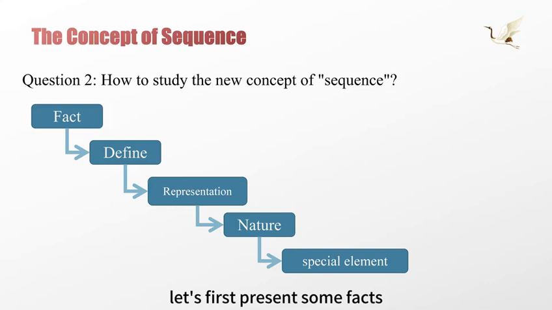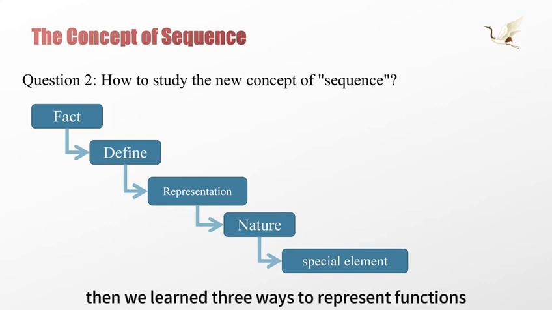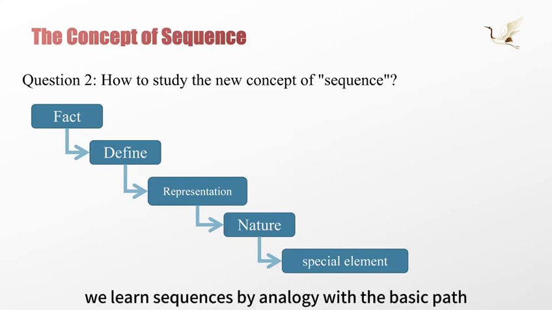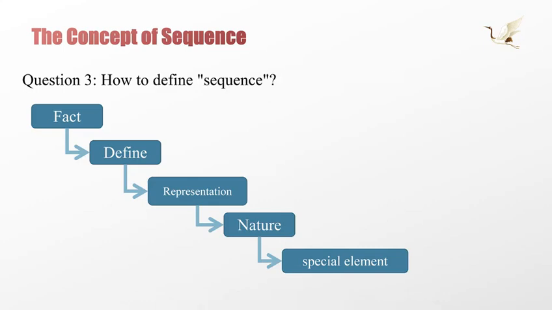Let's first present some facts. By using several special examples, common features were summarized and a definition of the function was given. Then we learned 3 ways to represent functions. Then we studied the properties of the function. Finally, we studied several special functions. We learned sequences by analogy with the basic path when studying functions.